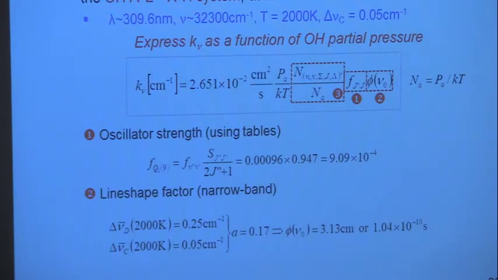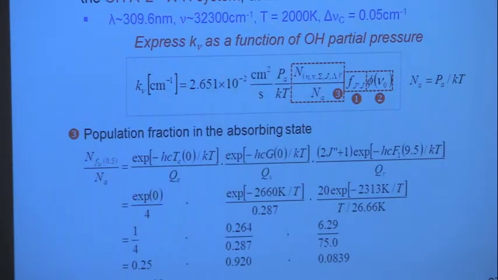3 is the place where you can make a mistake. Population fraction in the absorbing state. You can almost already get it. If I had to do this on the back of an envelope, I would say, hold it. N is 9. What's the rigid rotor Boltzmann fraction of 9 at 2,000? And divide it by 4, because for every N, there's 4 states. So if you think about it that way, you're going to get a number that's essentially 1/4 of all these things. And when you're done, here's your Boltzmann fraction.